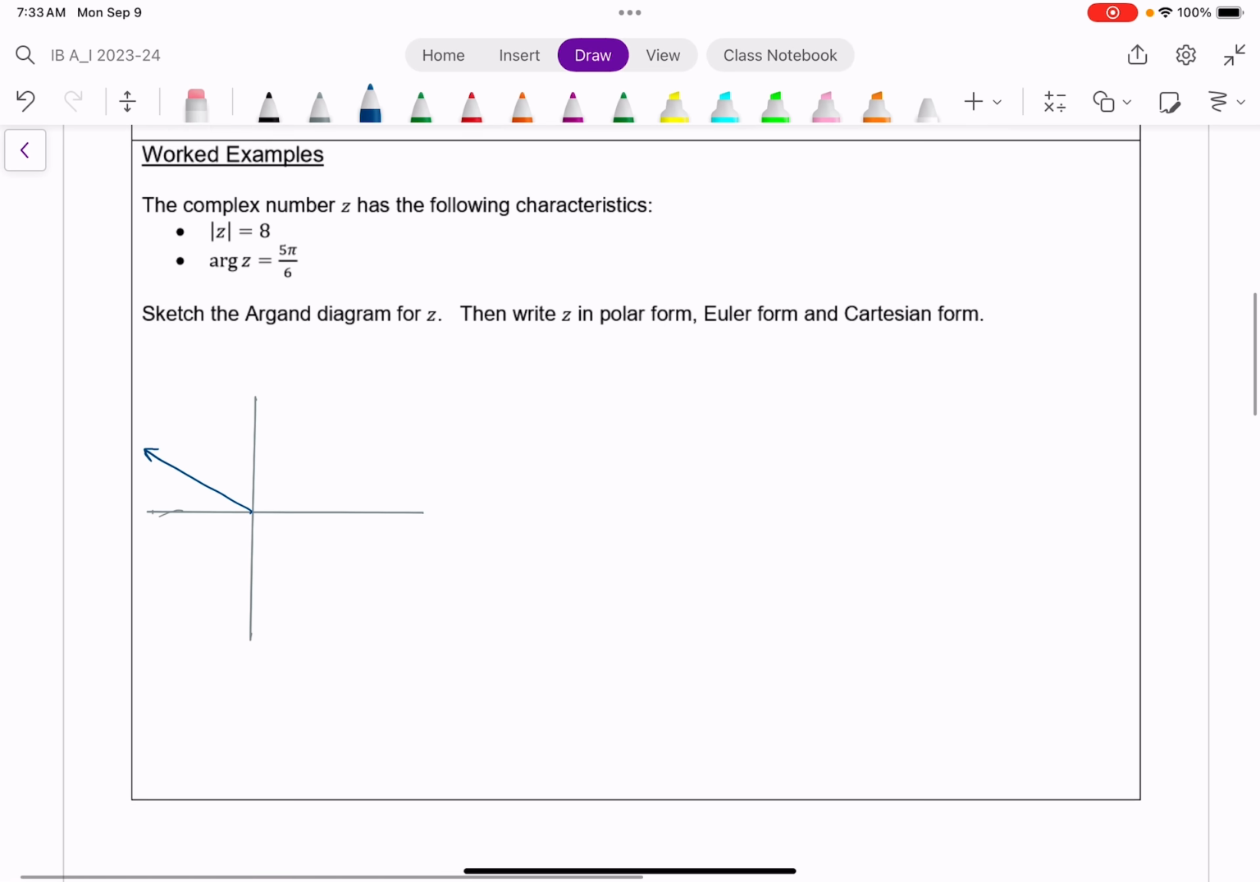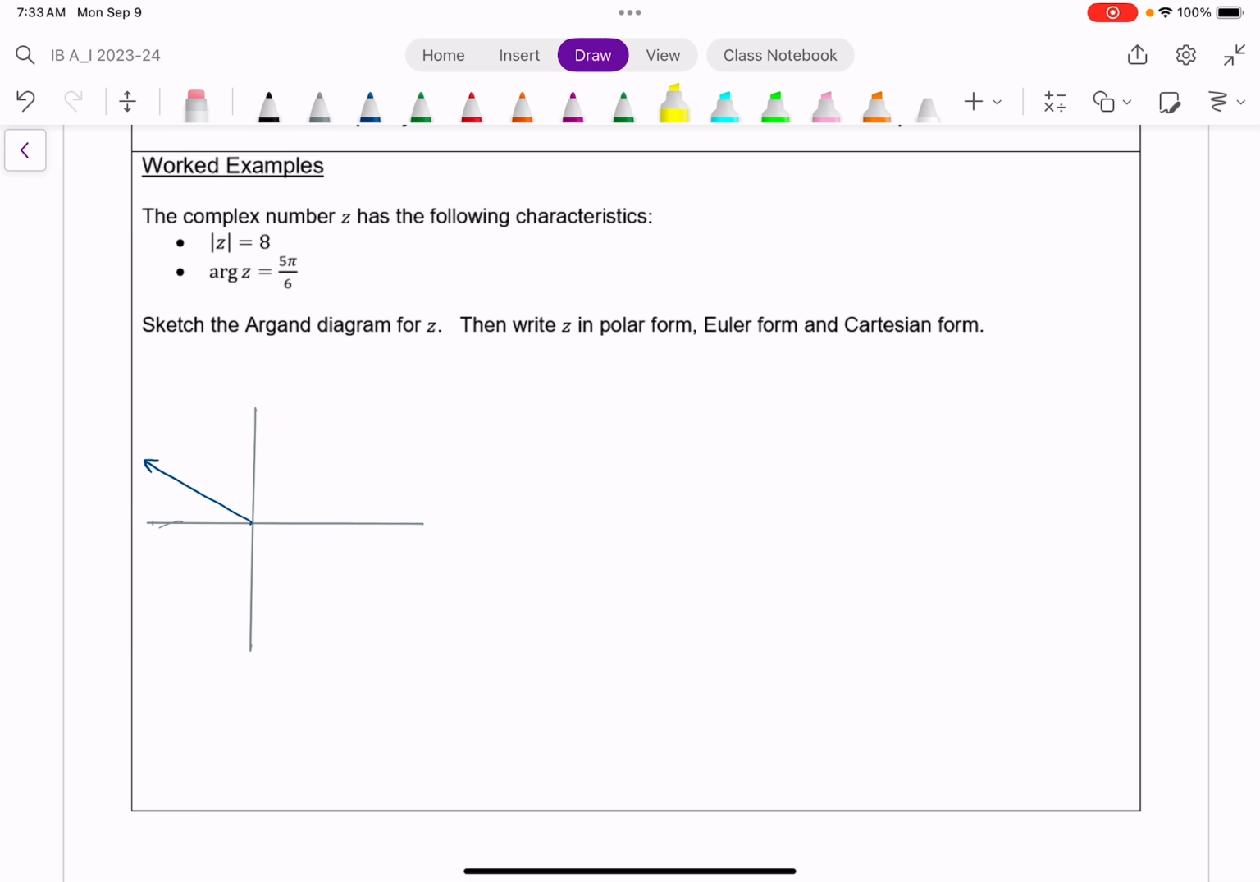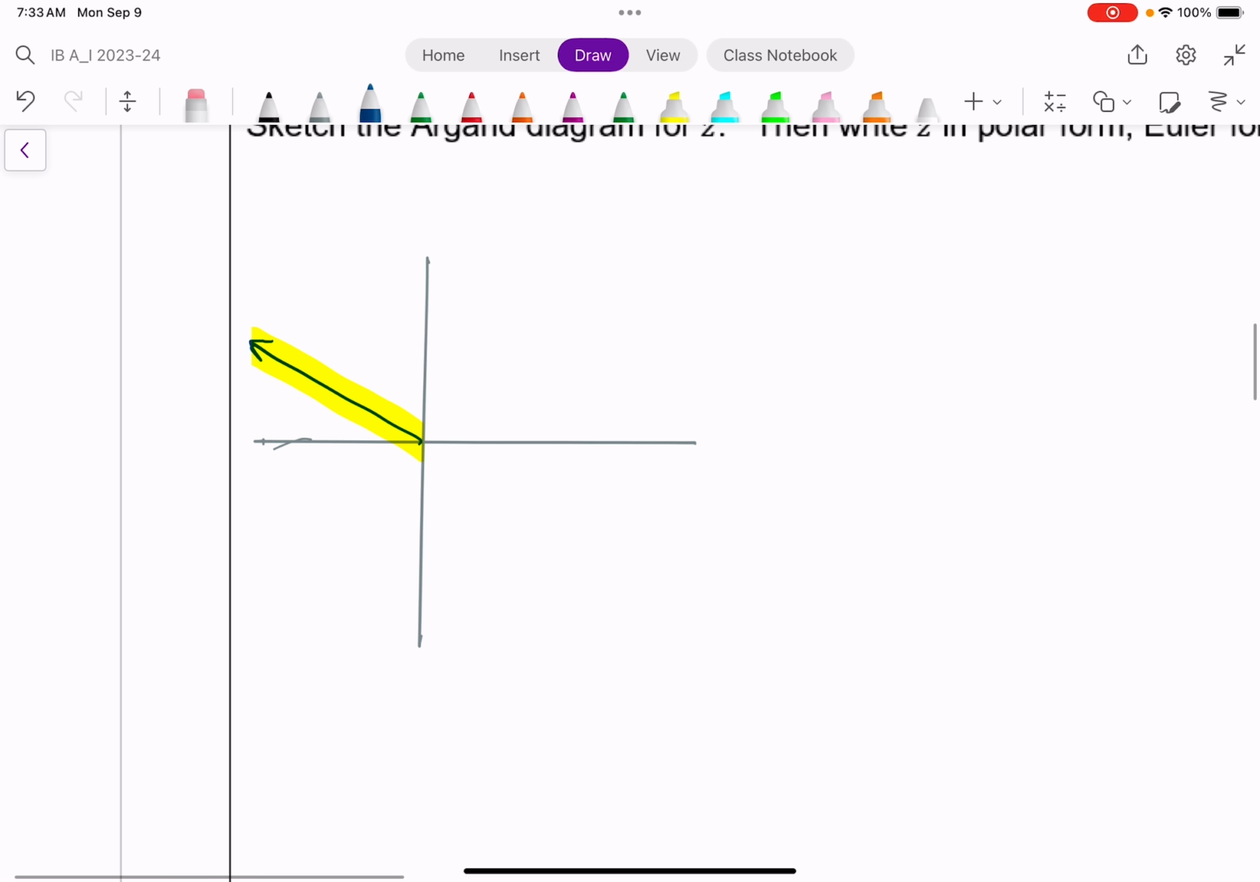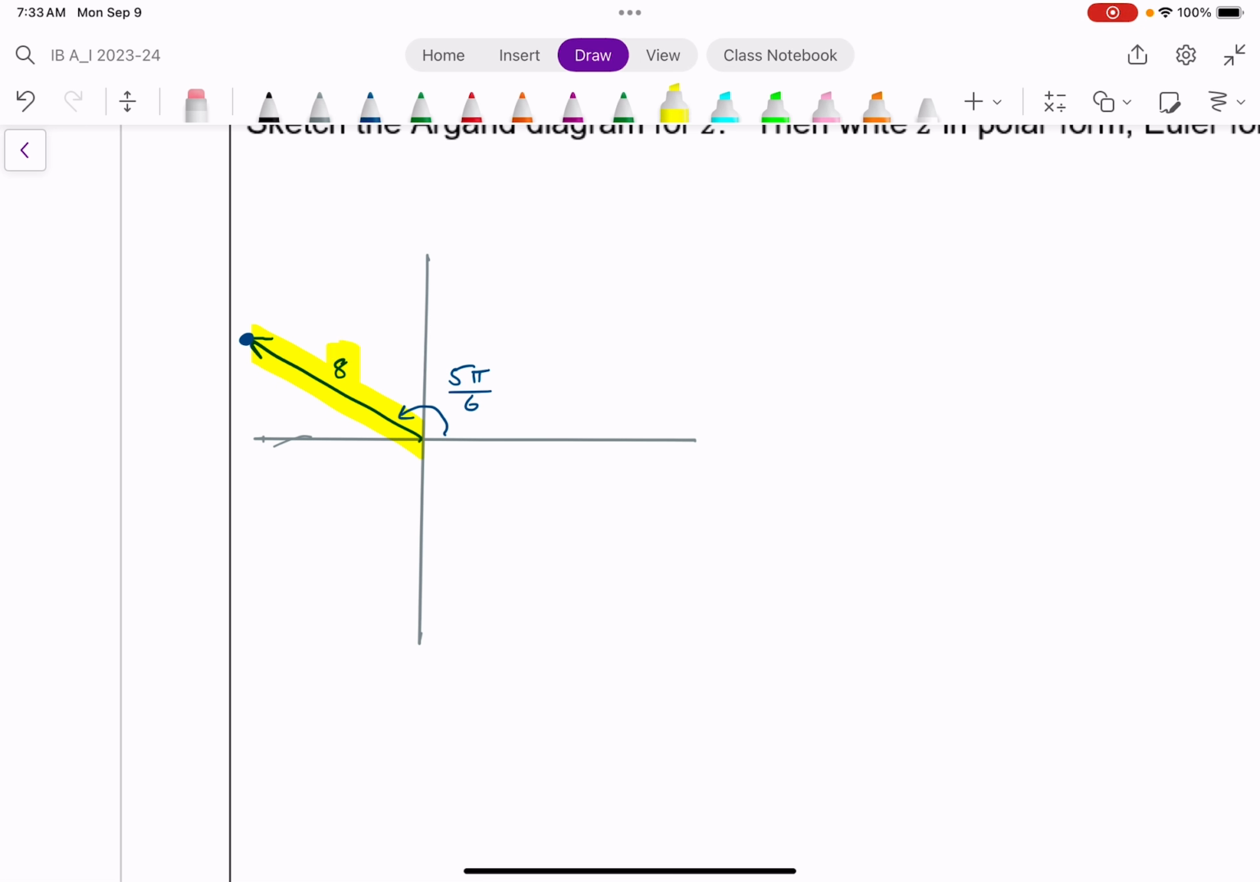And come back here. And we now know if the absolute value is 8, the distance from here to here is exactly 8. And so keep in mind the 150 degrees, or I'll keep it in radians, 5 pi over 6 was that angle from there to there. 8 is the length, the absolute value of that vector.